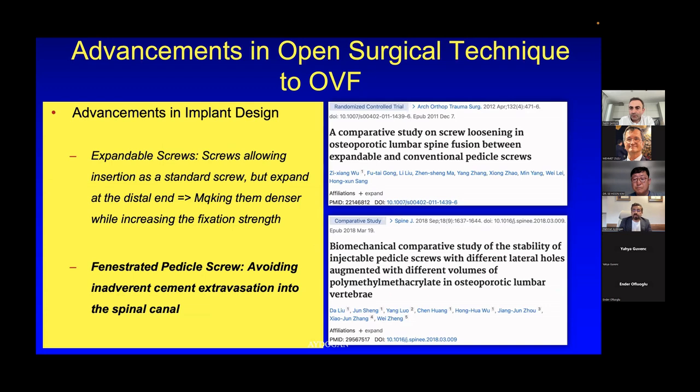And fenestrated pedicle screws, avoiding cement leakage into the spinal canal. This is also something I use regularly in my practice for the osteoporotic spine.